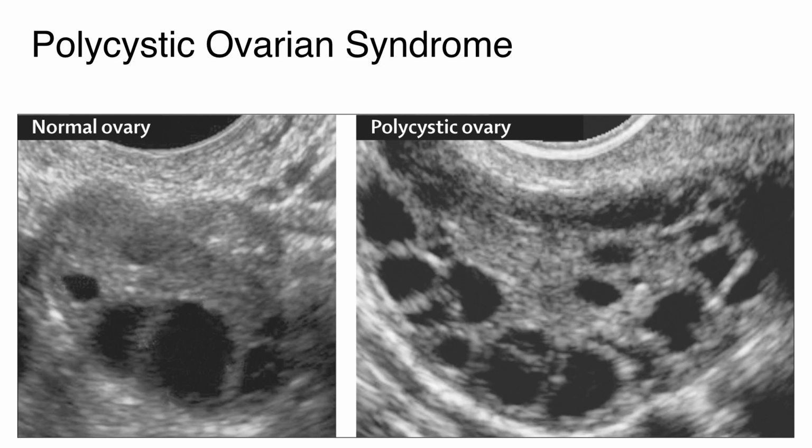As mentioned before, 6 to 10 follicles is normal in an ovary. More than 10 would indicate PCOS.